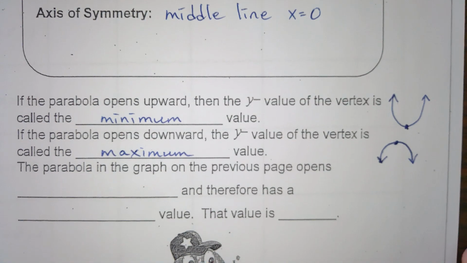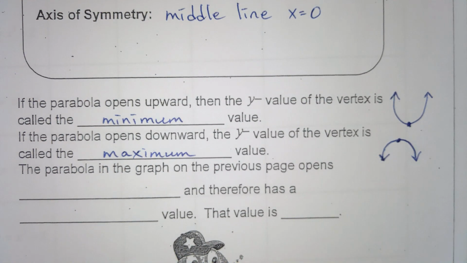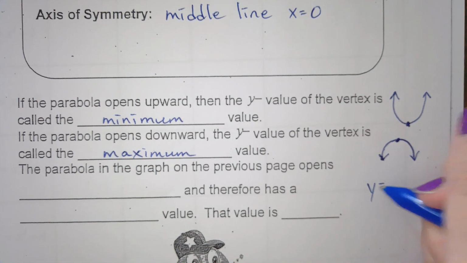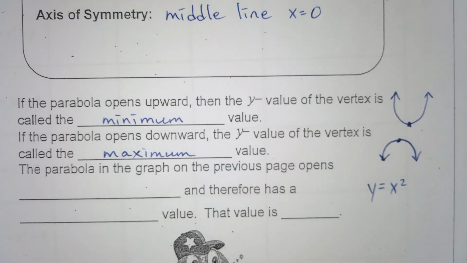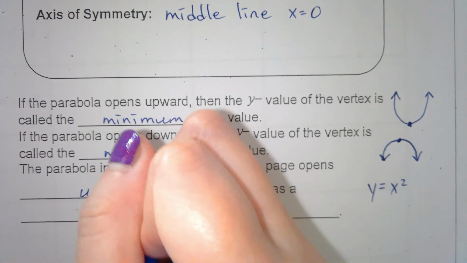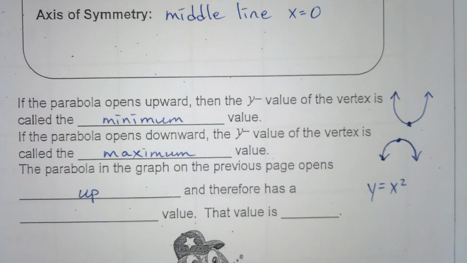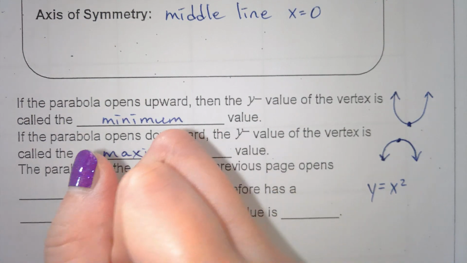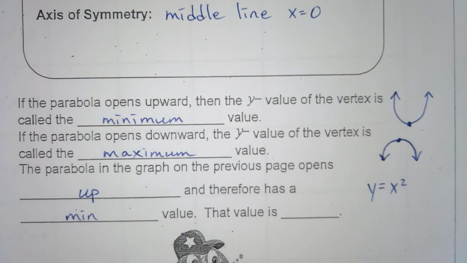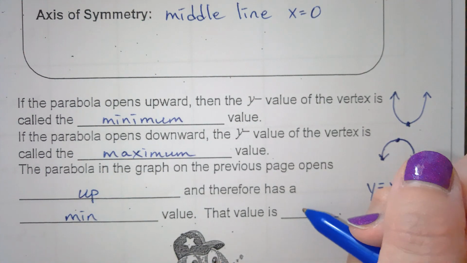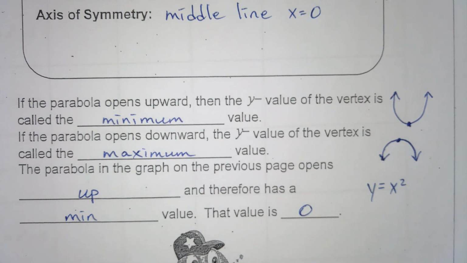And so the general one, our y equals x squared parabola, which way does it open? Ethan? Up. Yeah, and therefore it has a minimum. Good. And that value is 0.